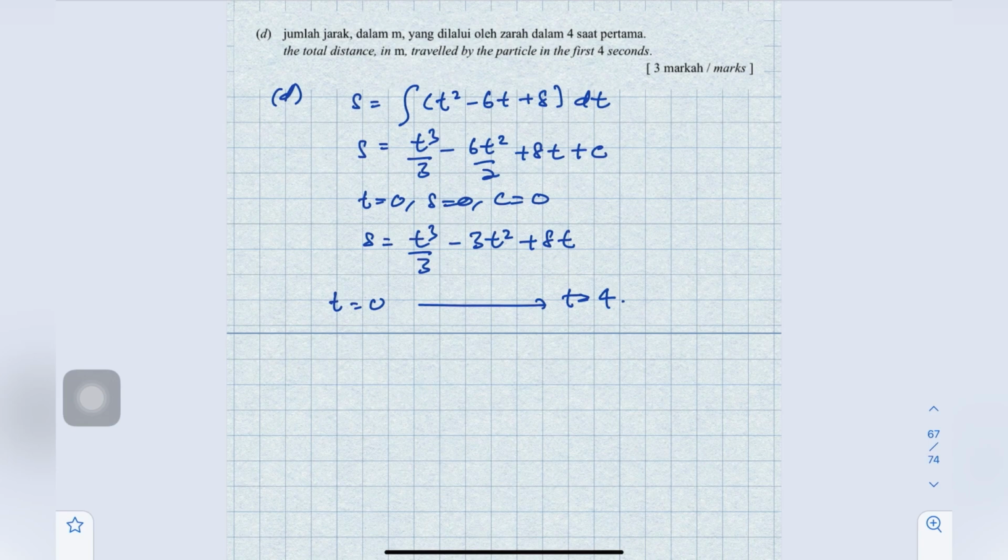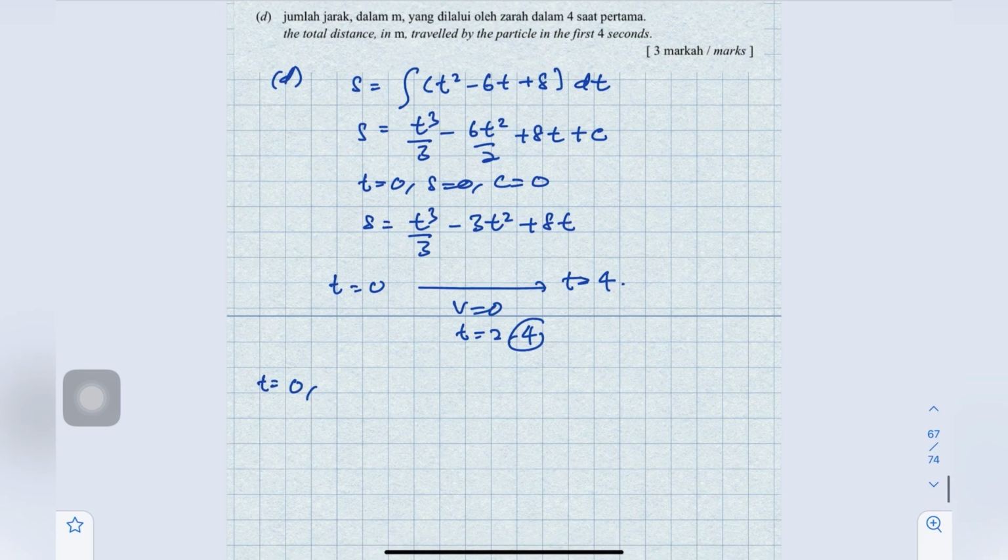Okay, so we have to test here V equals 0. We already got above that V equals 0 at t equals 2 and 4. The 4 is right on the dot, so it's fine. So then we have to substitute t equals 0 into S, t equals 2 into S and t equals 4 into S.